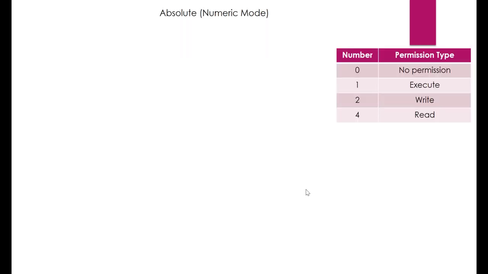In numeric mode, you will have basically 4 numbers. Number 0 represents no permission. Number 1 represents execute permission. Number 2 represents write permission, and number 4 represents read permission. Now using these numbers, you can set the permission on a file or directory.